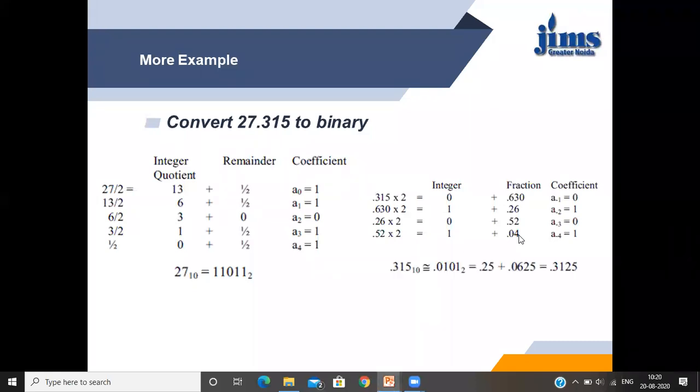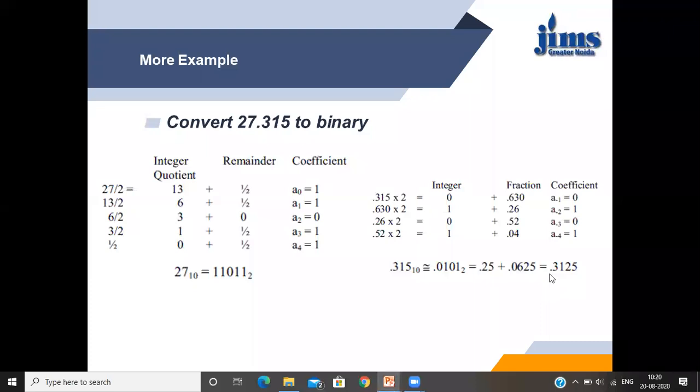So we write here 0.315 base 10 is approximately equal to 0.0101. Here this is your first coefficient, a minus 1, a minus 2, a minus 3, a minus 4, and we have represented it as point a minus 1, a minus 2, a minus 3, a minus 4 base 2. So this value is approximately equal to 0.3125.